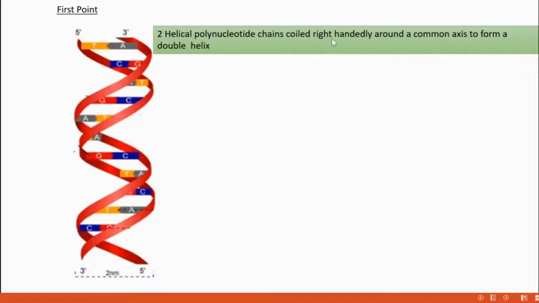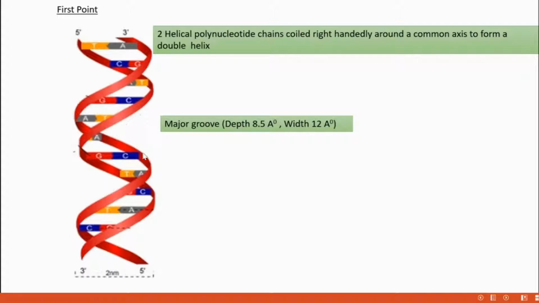The two helical polynucleotide chains are coiled right-handedly around a common axis. The axis is passing through this way. This is the central axis. And around this axis, the two helical polynucleotide chains are right-handedly coiled to form a double helix. Clear? Okay.